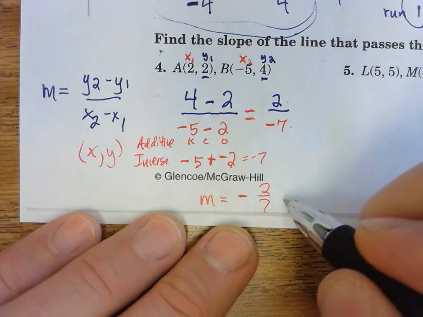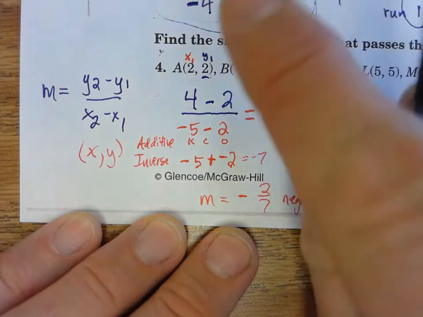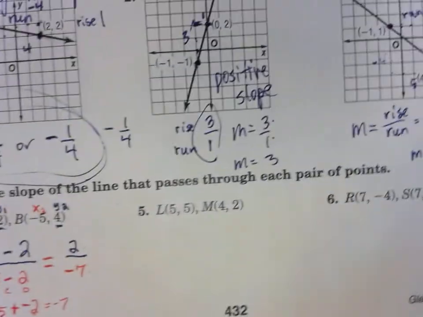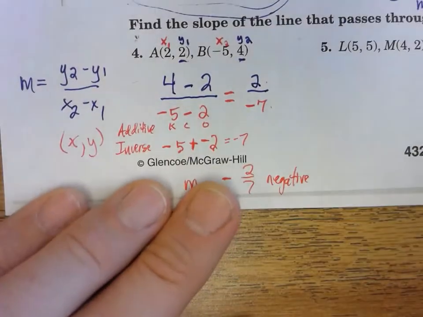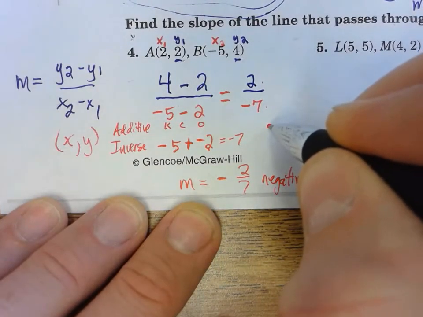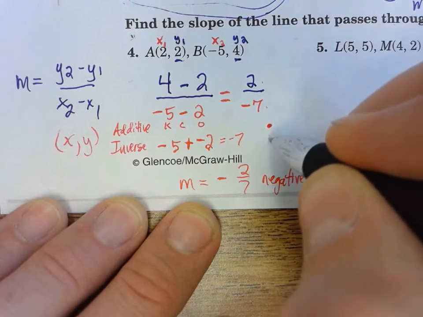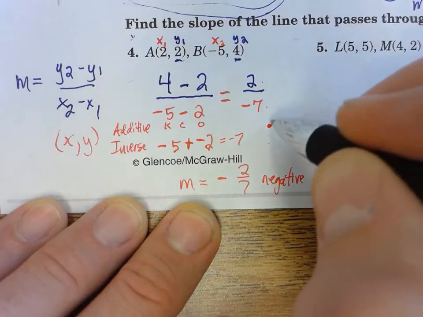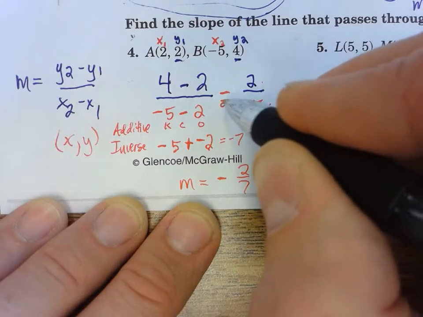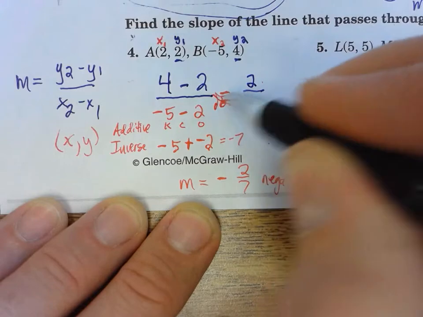Since I've got a negative number in here, guess what kind of slope this has got? It's going to have a negative slope. And it's going to look something like either number 1 did, which was coming down this way, or number 3 did, where it was coming down that way. I'll just give you the example. So we're here. We're going to come down 2 and right 7, or you could go up 2 and left 7. So it's going to look something like that if you graph it on graph paper.